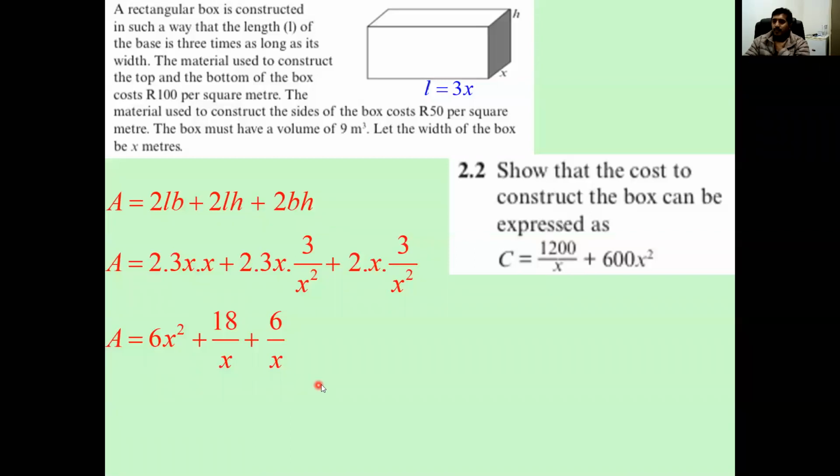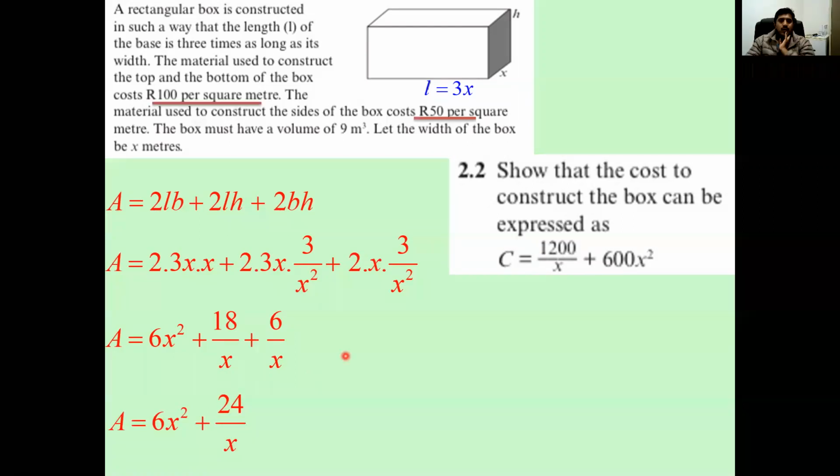Are you happy with that, Mr. Answad? Yes, sir. Well done. Now remember, we can simplify this expression because we have a common denominator of x. And 18 plus 6 is 24 over x. All right. Are we happy to move on?